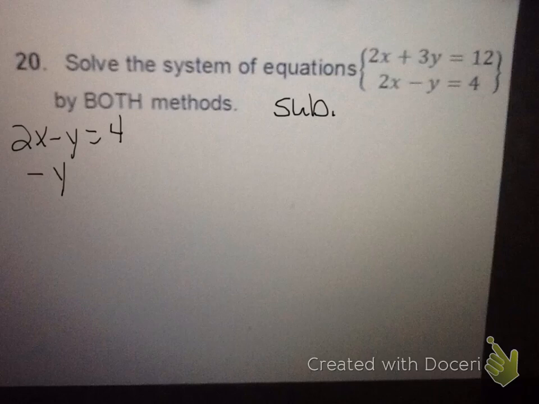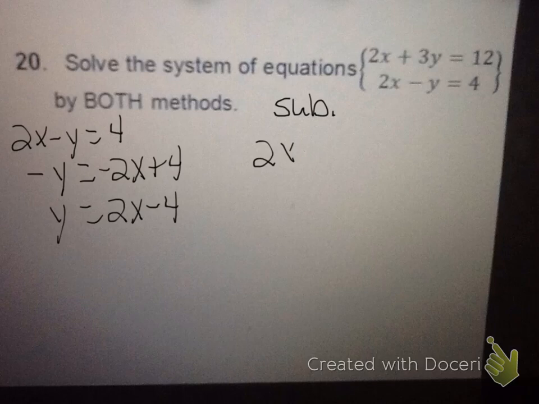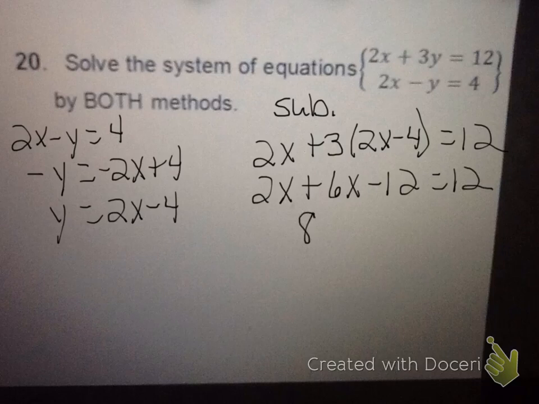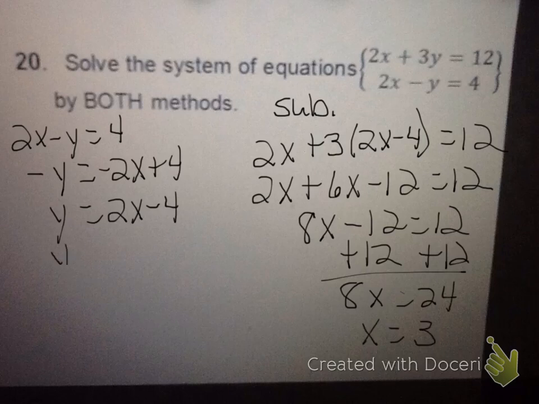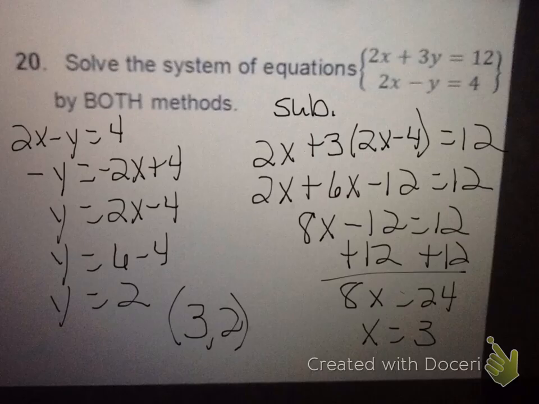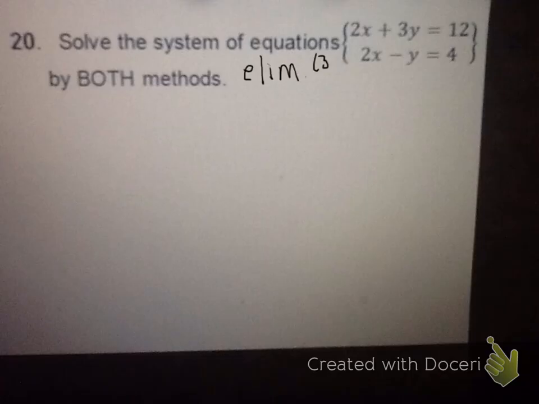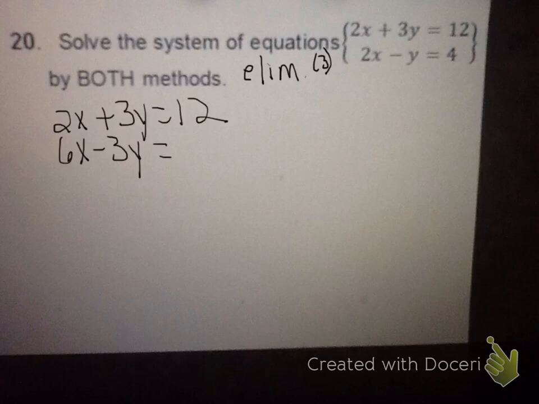Okay, number 20, we're going to do both methods. First, we're going to solve for y because y is the variable that has a coefficient of 1. That by far is the easiest one to solve for. You always want to solve for the variable that has a coefficient of 1, if you can. This is the elimination method.